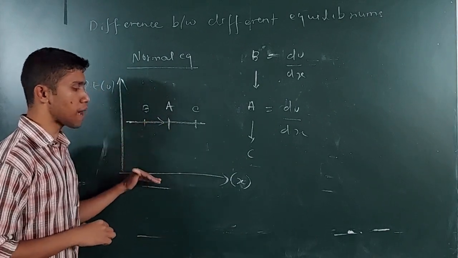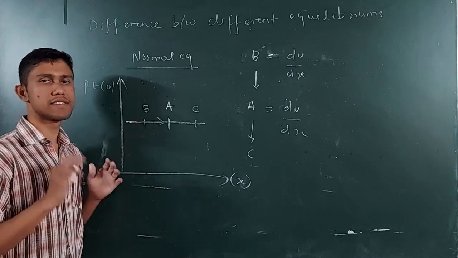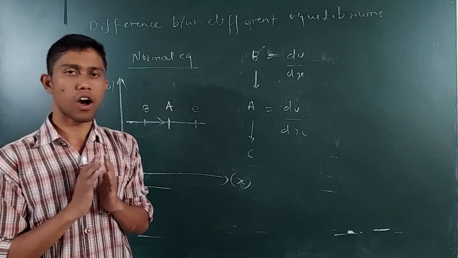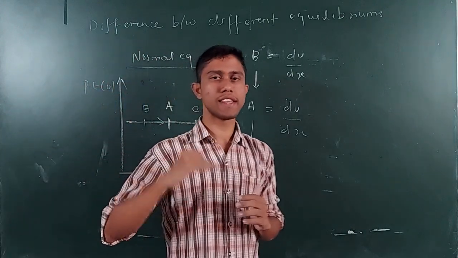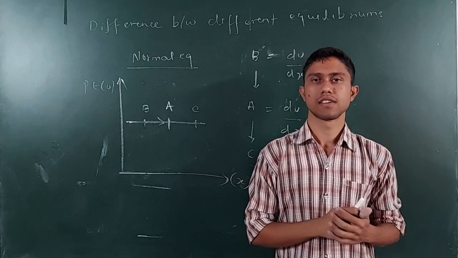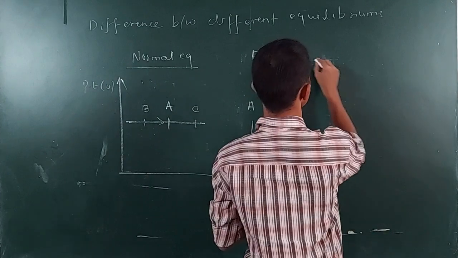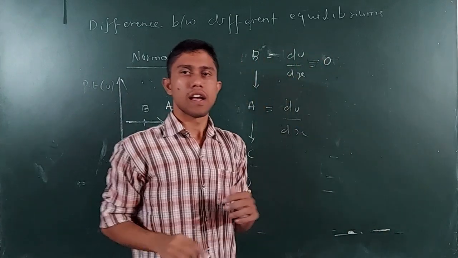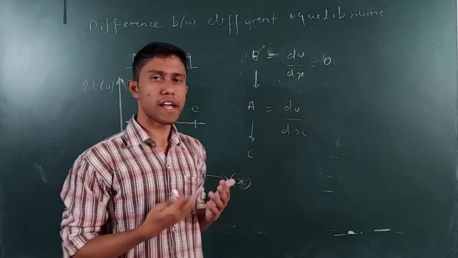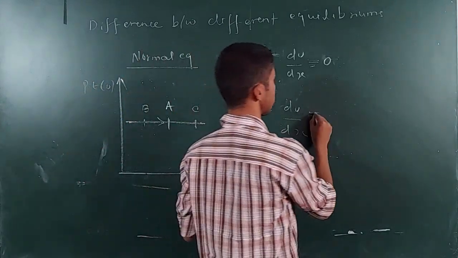This is parallel to the x-axis, which means theta is 0, or the angle between the tangent and the x-axis is 0, because these both are parallel. So the slope at point B will be 0. Now I will find the slope at point A, and I know A is the point of equilibrium, so the slope here automatically will be 0.